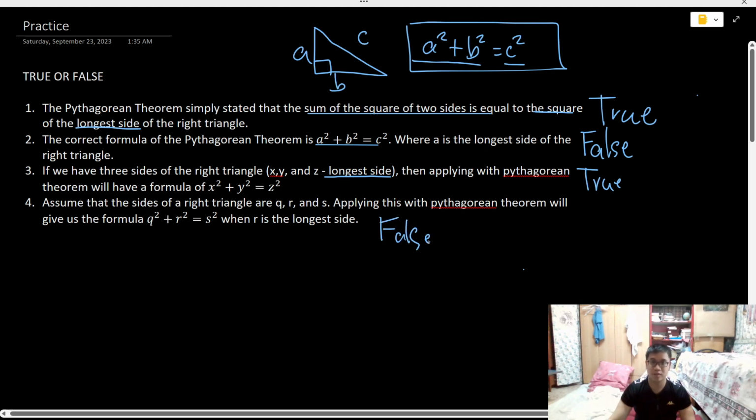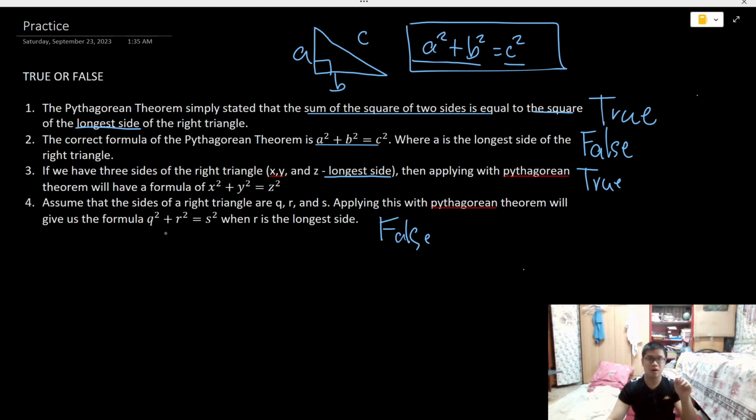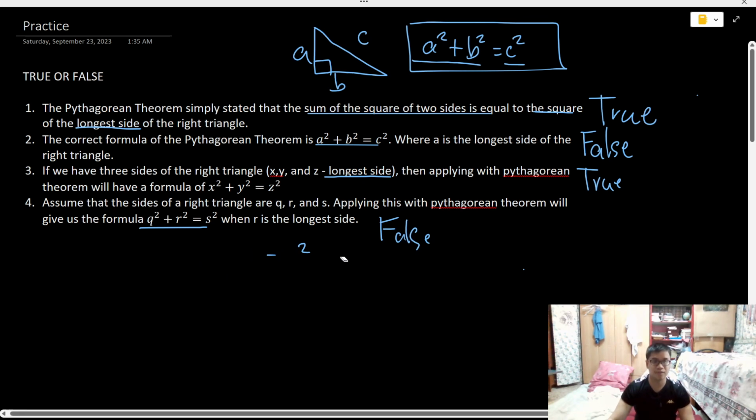Okay, why is it false? Once again, you see q squared + r squared is equal to s squared, right? So this will be your formula if your s is the longest side. However, r is the longest side. Therefore, q and s shall be combined together while r shall be left alone. That's it. This would be the formula only if r is the longest side. All right, so that's it.